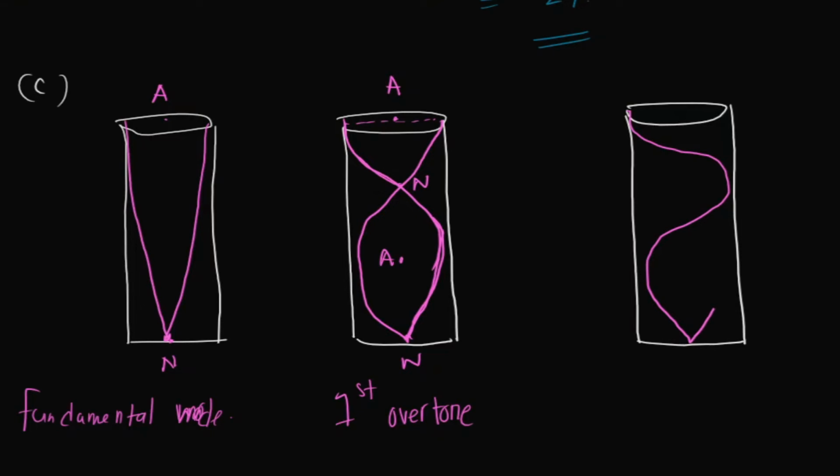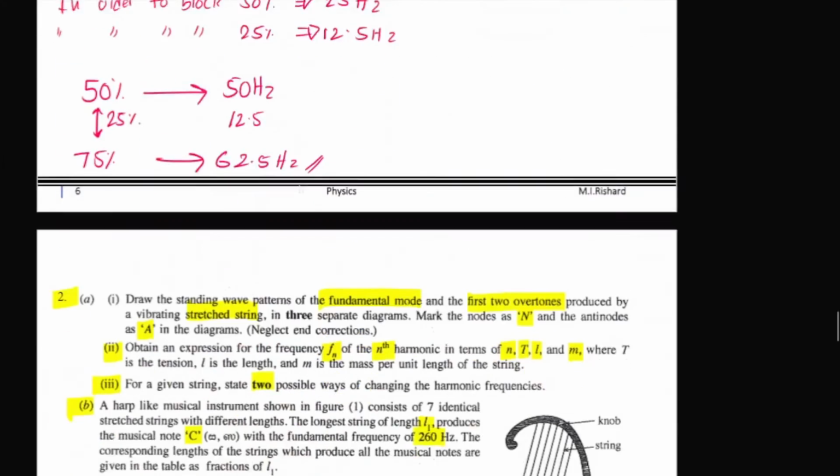Yeah, this, right? There's going to be two full loops, isn't it? So this is going to be antinode, node, antinode, node, antinode, and node. So this is going to be the second overtone, right? Second overtone. And then also they have asked us to find a frequency for this, right?